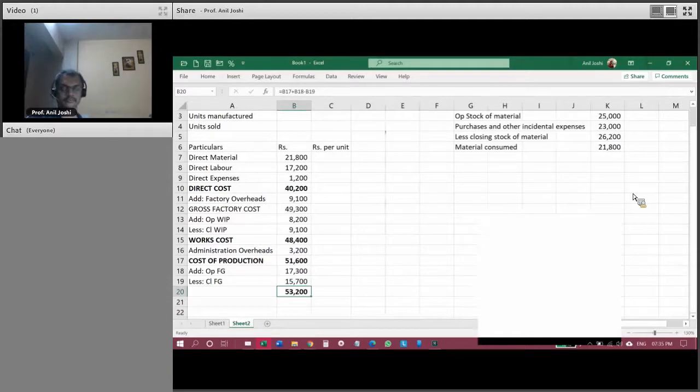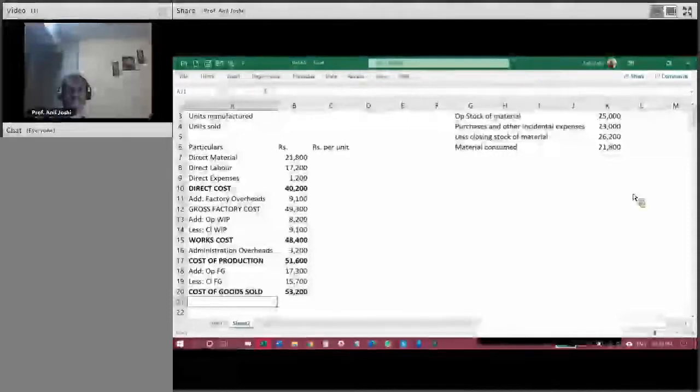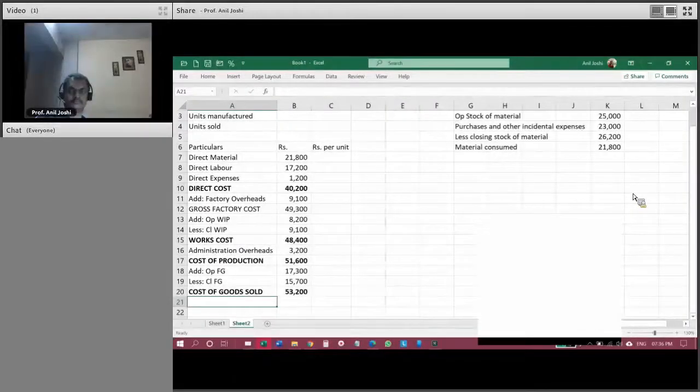Not cost of sale. So for cost of sale, where have you considered selling and distribution expenses here? So how can you call this as cost of sales? So what will be the name? This will be called as correct, cost of goods sold.